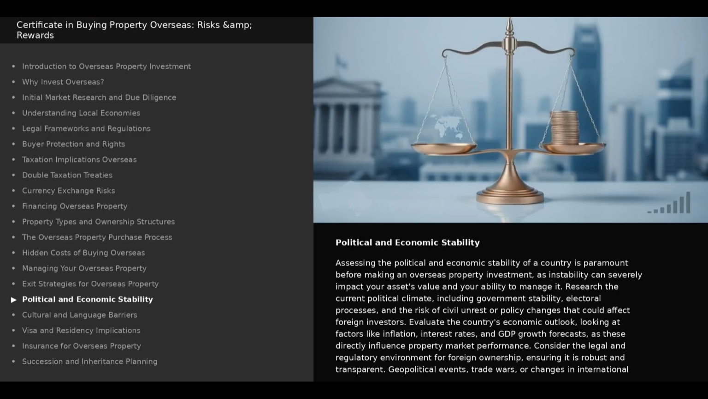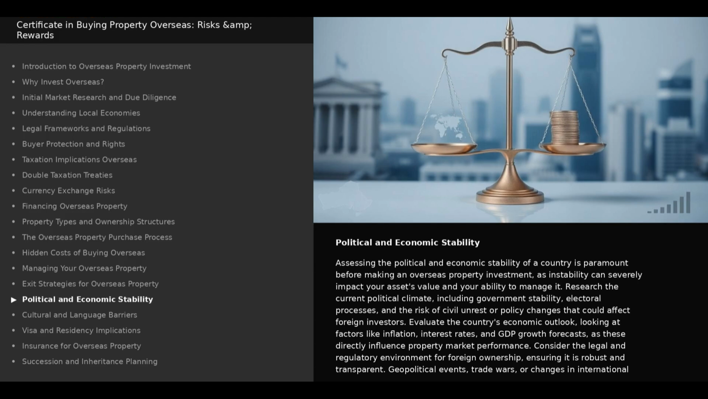Political and economic stability. Assessing the political and economic stability of a country is paramount before making an overseas property investment, as instability can severely impact your asset's value and your ability to manage it. Research the current political climate, including government stability, electoral processes, and the risk of civil unrest or policy changes that could affect foreign investors. Evaluate the country's economic outlook, looking at factors like inflation, interest rates, and GDP growth forecasts, as these directly influence property market performance.